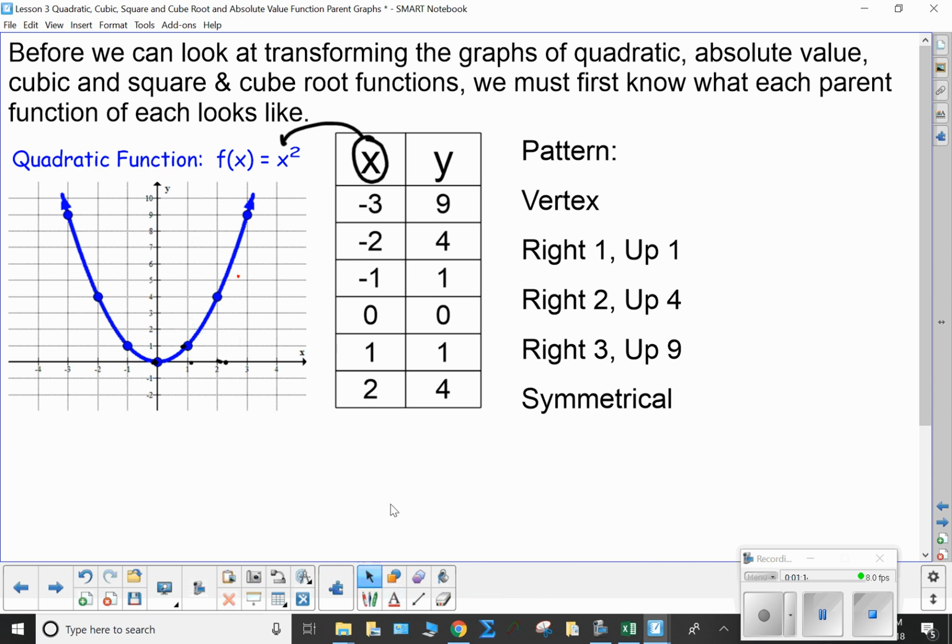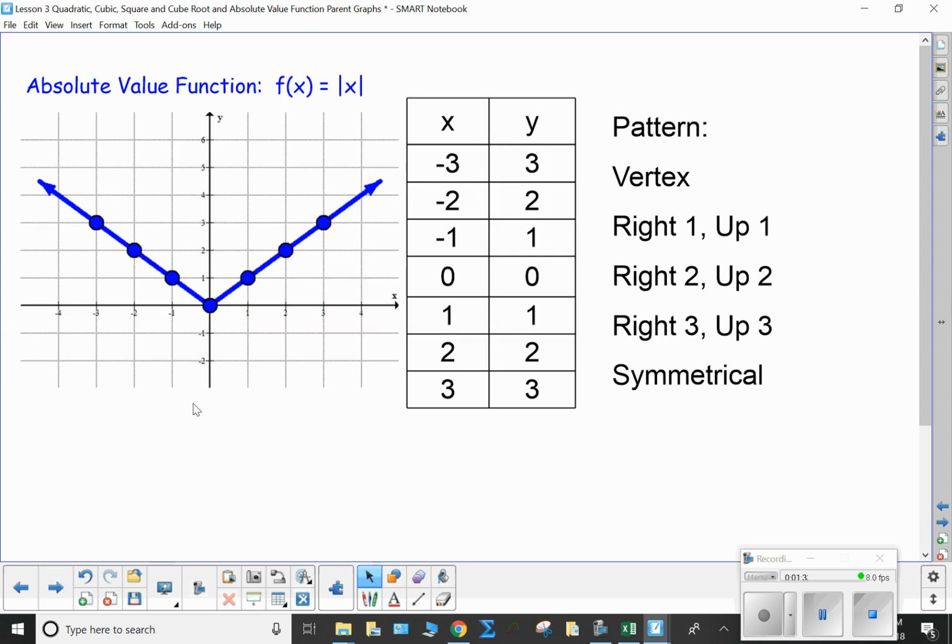Now, because it's symmetrical about the y-axis, whatever you do on the right, you do on the left. So as soon as you have the right half graphed, you can reflect it over the axis of symmetry, the vertical line that cuts through the vertex, and graph the left side. That's the quadratic function.